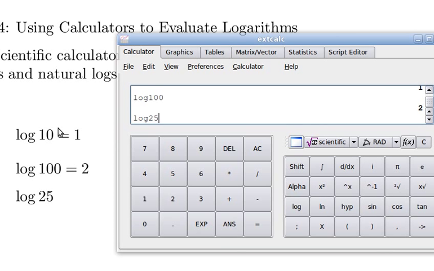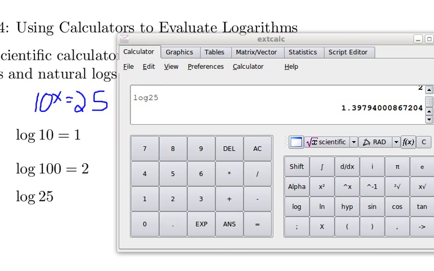But what power of 10? 10 to what power is going to give us 25? Okay, well, we'd have to use a calculator to figure that out. So it's going to end up being 1.39794 blah blah blah. So I'll write this down as 1.3979, and I'm going to stop there.